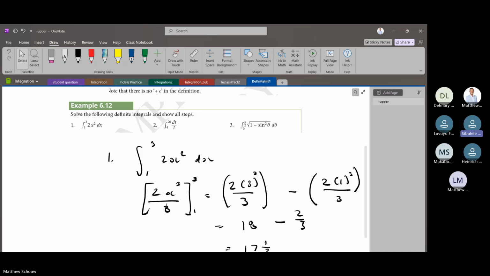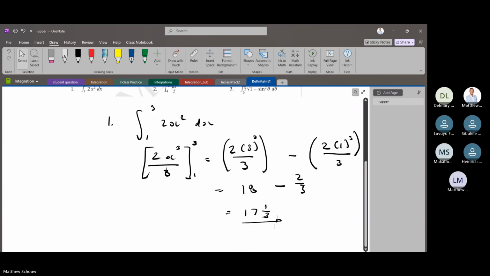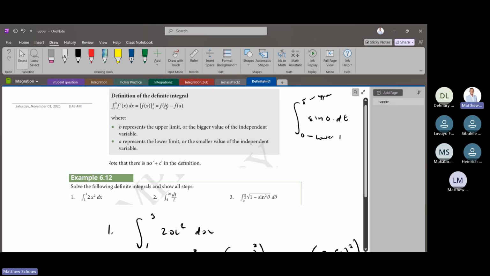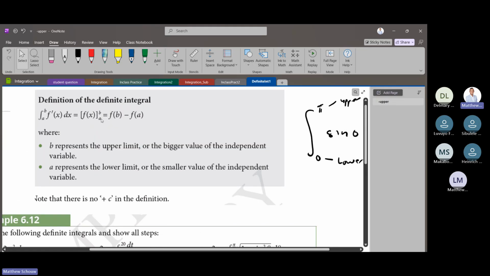Where did you get the 3 and 1 after the substitution? It comes from the limits of the integral sign. You see, you're taking the upper bound, which is the 3, the upper limit, minus the lower one. That's what this explains over here. Once we integrate it, we're substituting b into F of x minus substituting a. So it's always a higher minus a lower one. Is that clear?